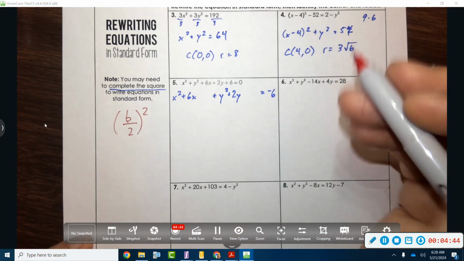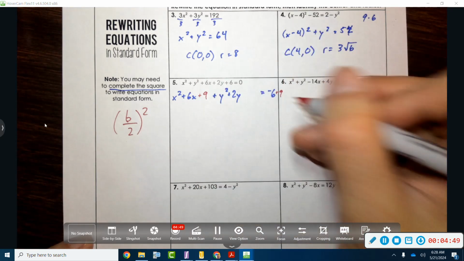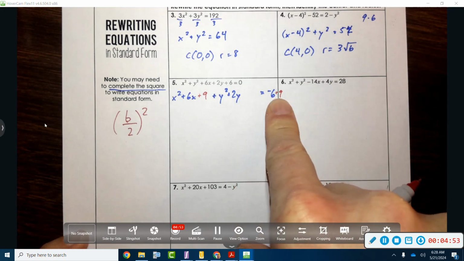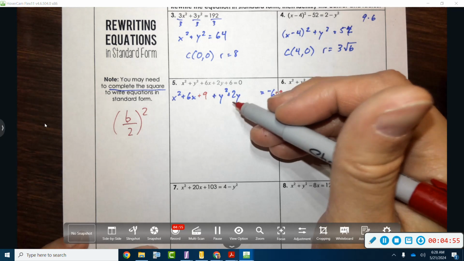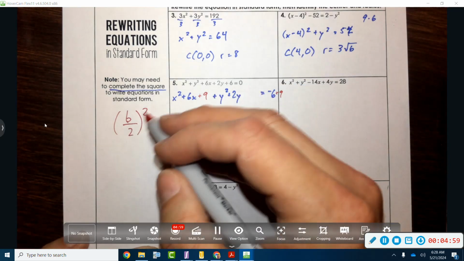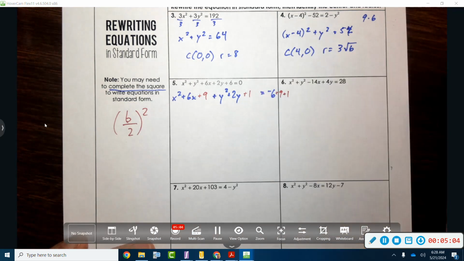So 6 divided by 2 is 3. 3 squared is 9. So what I'm going to do is I'm going to add a 9, and I must do it to the other side. Okay, don't forget to do that. That is the most common error, so watch out for that. Now here we got another one where we're going to take 2, divide by 2. That's 1. 1 squared is 1. Okay, so now we're going to add that.